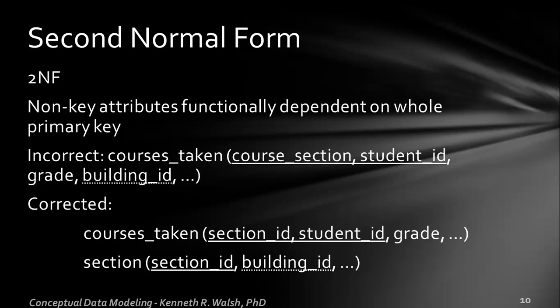Therefore, that's functionally dependent on part of the primary key, a violation of our second normal form rule, and we have to pull that out. That building ID attribute must be in the section relation rather than the courses taken relation. See the corrected version: section ID and student ID functionally determine grade, not a problem. Section ID by itself functionally determines building ID, so building ID must be an attribute of the section relation.